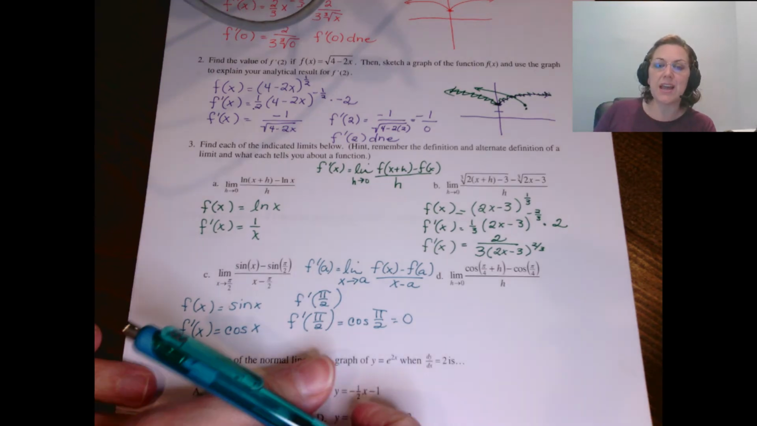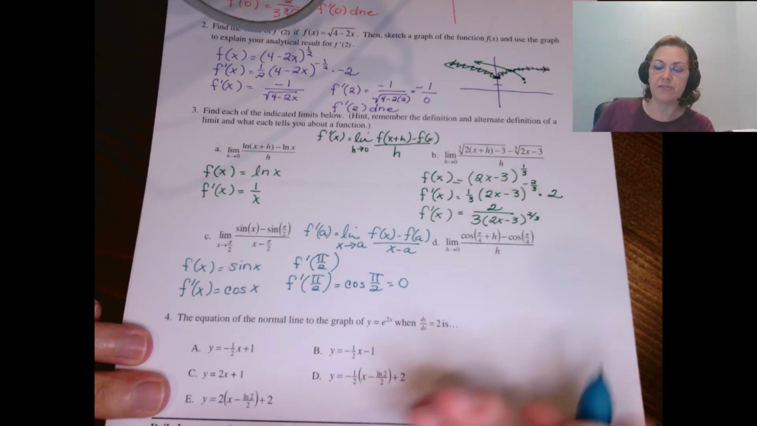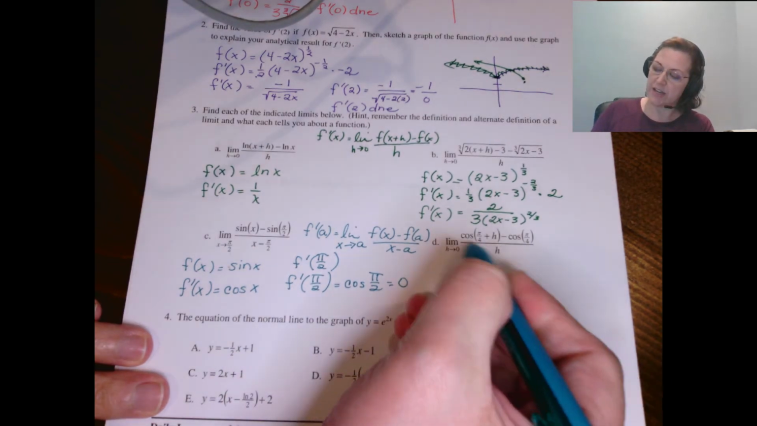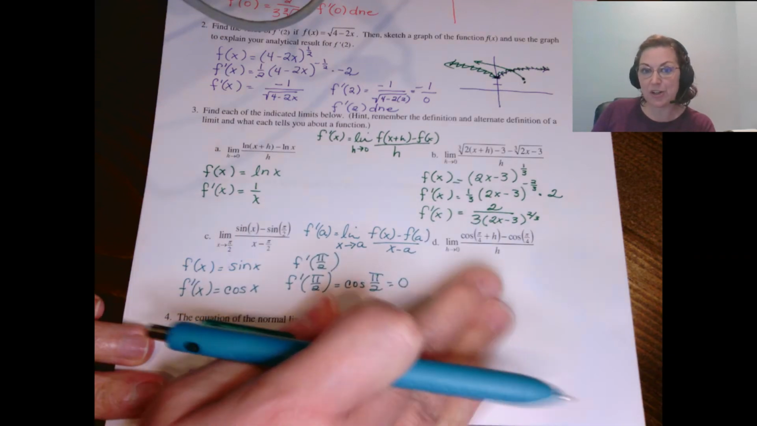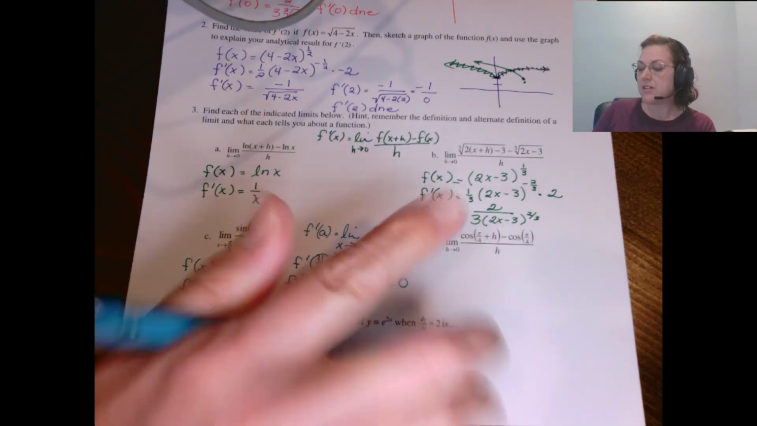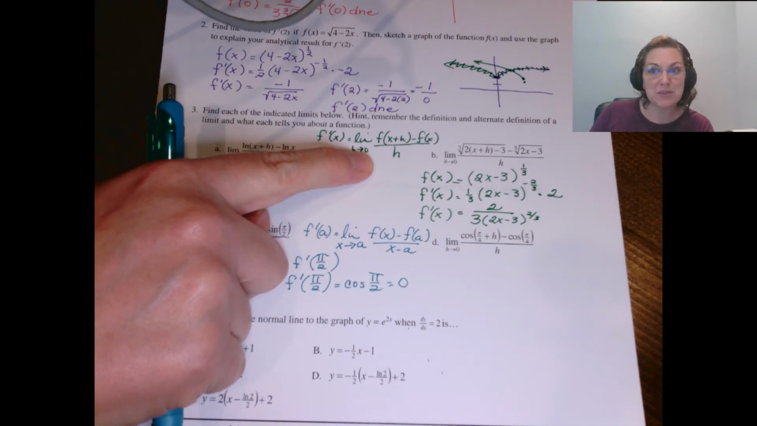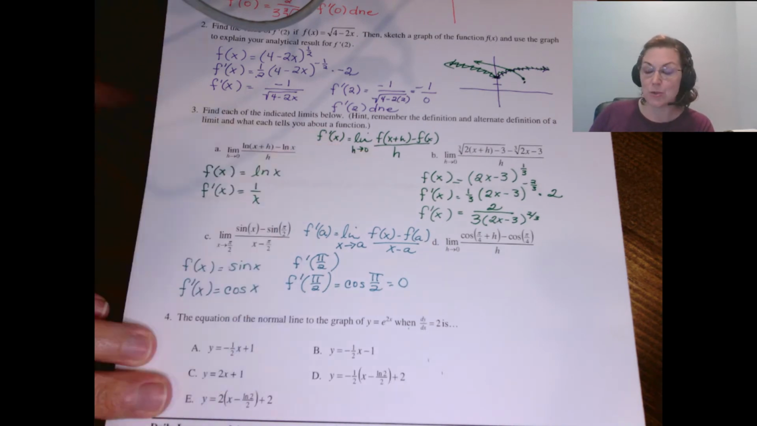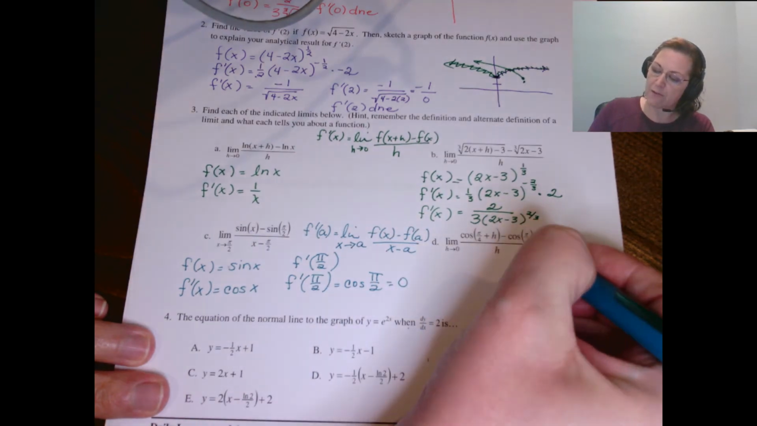Okay, let's do the same here for D. What is the function? The function is cosine. Okay, now look, D is in a little bit different format. D is more like this format, but notice that something has been plugged in for x. So it's still asking us, what is the derivative of pi over 4?